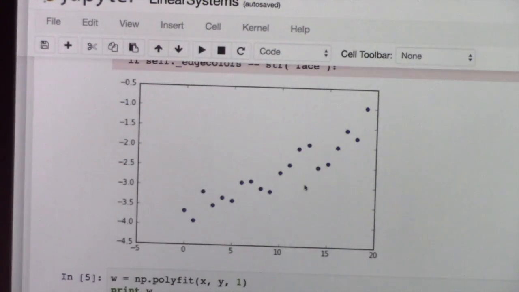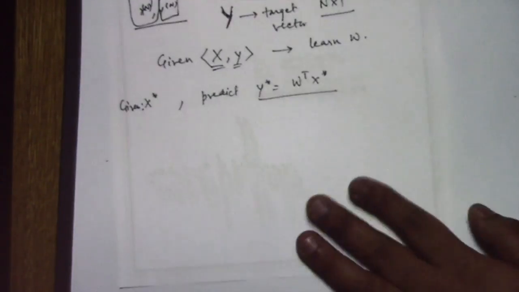So think of this. If I give you a bunch of points, this is your x and this is your y. You are given this training data. You want to fit a straight line, because the effect of w transpose x is that you are fitting a line, such that now if I give you a new x, you can predict what y is. So that's the geometric interpretation of linear regression.